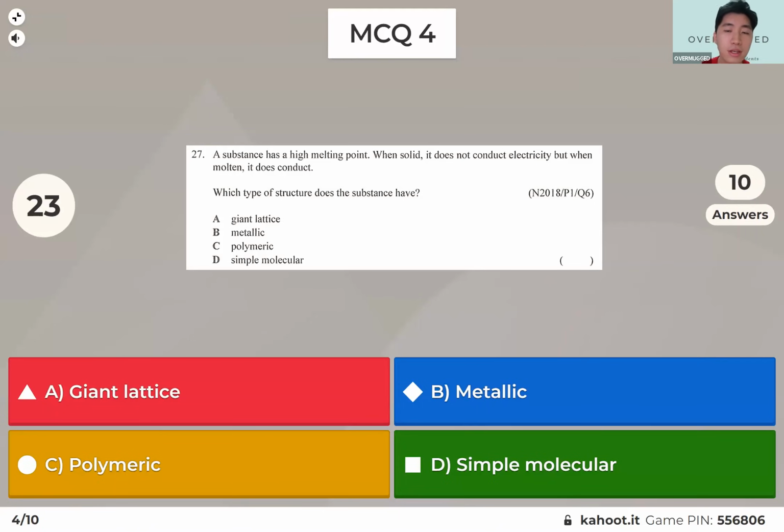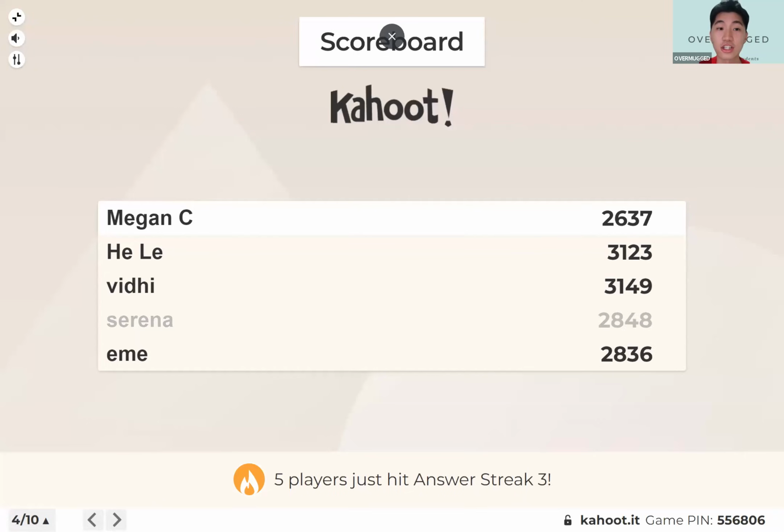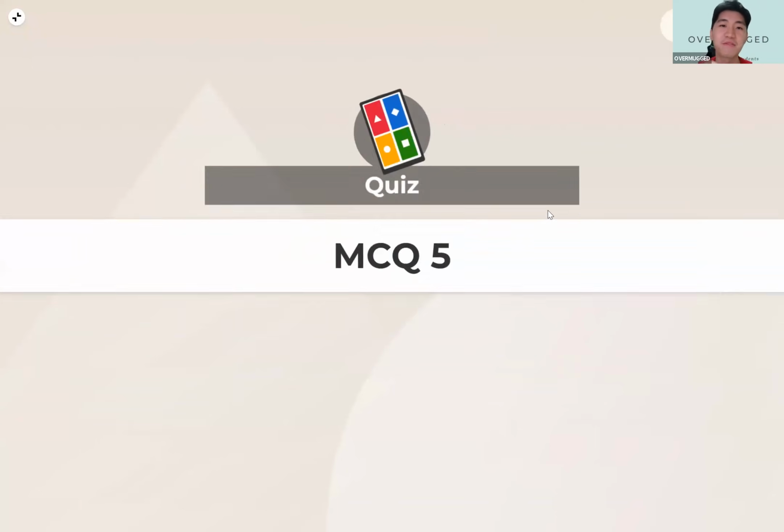High melting point, does not conduct electricity in solid state, but conducts electricity in molten state. Which structure are we discussing? Which one can conduct electricity in molten and aqueous state only? Okay, so you need to know we are referring to your giant ionic lattice structure. We have new people moving up the ranking. Very exciting.